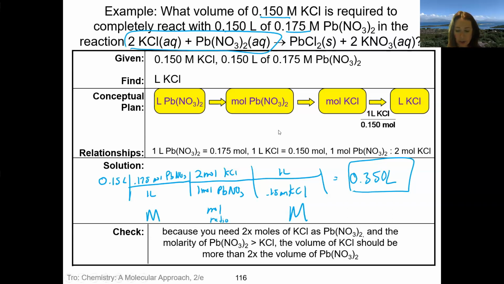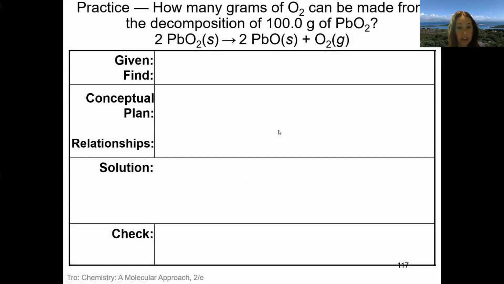Okay, so we're going to try another one of those. I really need to leave myself more room to write, but I'm going to try and write neater. Okay, so if we look at this problem, how many grams of oxygen can be made from the decomposition of 100 grams of PbO2? So in this case, we have 100 grams of this. We want this, so we're going to go from here to here. So again, when you see the balanced equation, you should go, uh-oh, I'm doing a mole ratio. That should be your first thing.